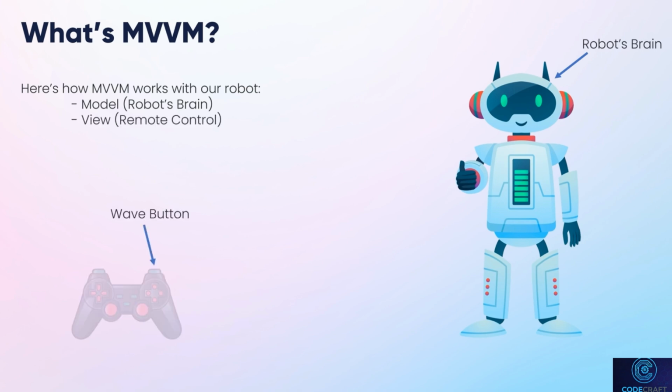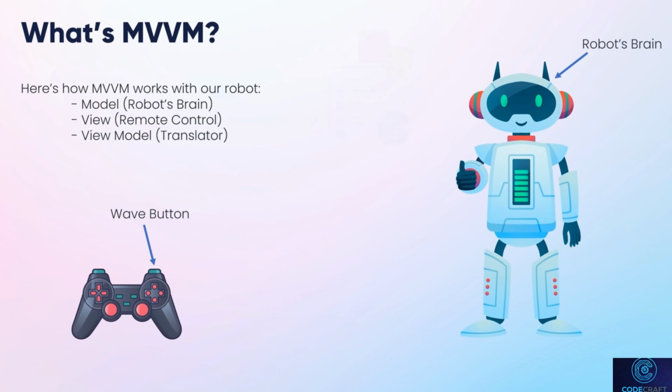The second part is the view. The view is like the remote control that you use to interact with the robot. It has buttons for walk, dance, and wave. When you press a button, for example, the wave button, it tells the robot what to do. And in this case, the robot will wave. In our example, the view is like the buttons on your remote control.